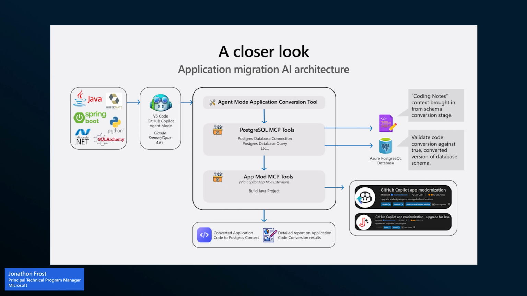Additionally, if you're also using the GitHub Copilot App Modernization extension, this adds even more capabilities specifically for Java codebases, such as performing test compilations of the Java code. The result is a converted application code ready to talk to Postgres.